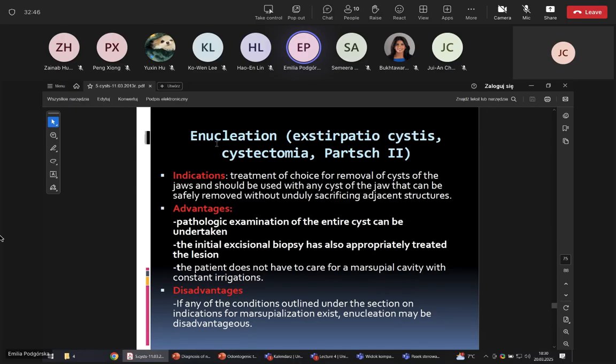Advantages: pathological examination of the entire cyst can be undertaken. The initial excisional biopsy is also appropriate to treat the lesion, and the patient does not have to care for a marsupial cavity with consistent irrigation. Disadvantages: if any of the conditions outlined under the section on indications for marsupialization exist, enucleation may be disadvantageous.